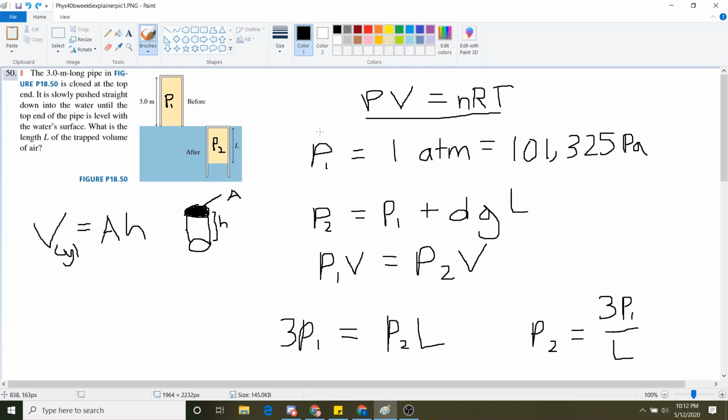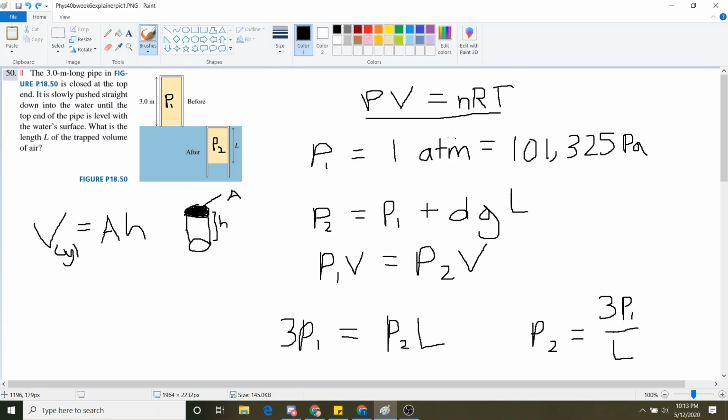Today we're going to be going over problem number 18.50, and it asks, a 3-meter long pipe in the figure is closed at the top end. It is slowly pushed straight down into the water until the top end of the pipe is level with the water's surface. What is the length L of the trapped volume of air?